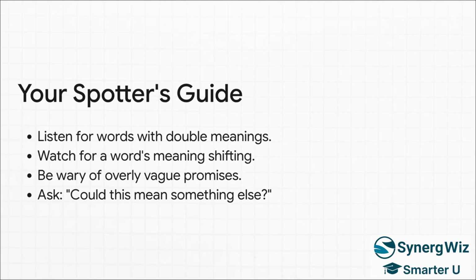So here's a quick spotter's guide for you. Keep an ear out for words with obvious double meanings, like right. Does it mean correct, or does it mean a moral entitlement? Watch for a definition that seems to change halfway through an argument, and if a promise feels really vague, that is a major red flag. Just get in the habit of asking yourself one simple question. Could this mean something else?